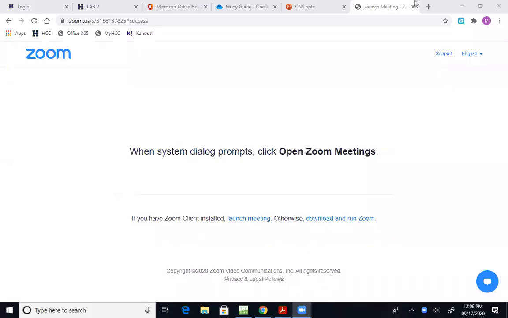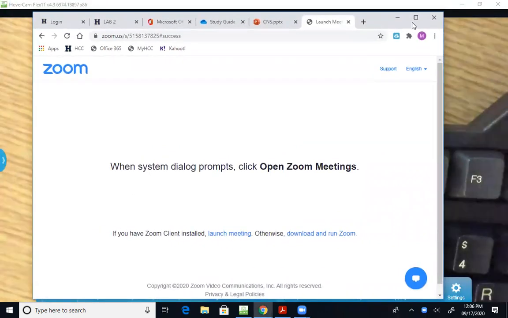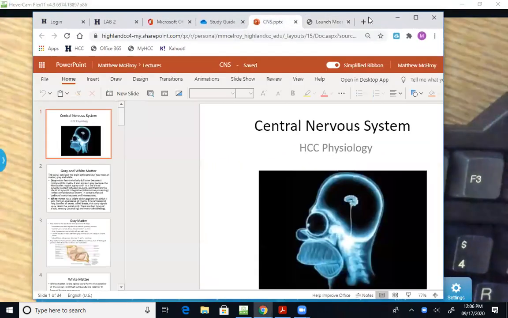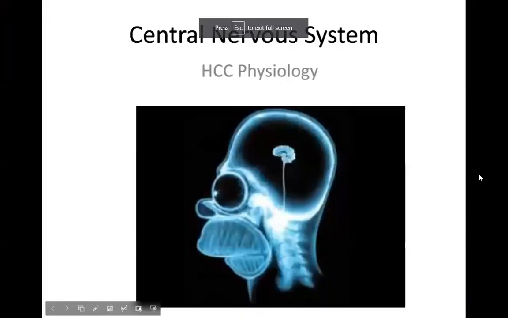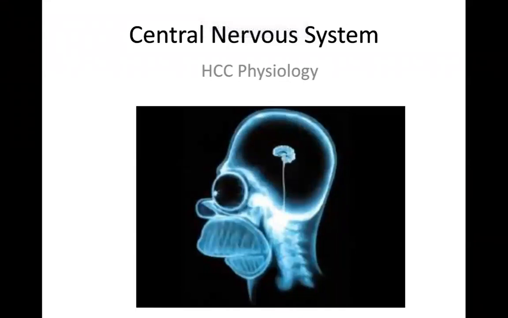Okay, well then let's dive in on our lecture on the central nervous system, which we learned the divisions of the nervous system the other day. We learned that the central nervous system was made up of two structures, both of which are shown here in this picture. What are the two structures? Brain and spinal cord.